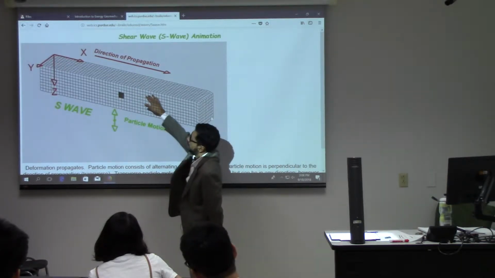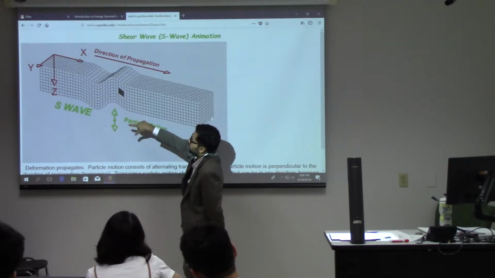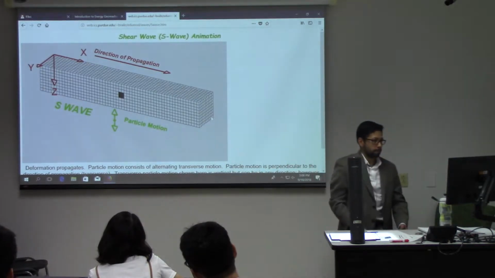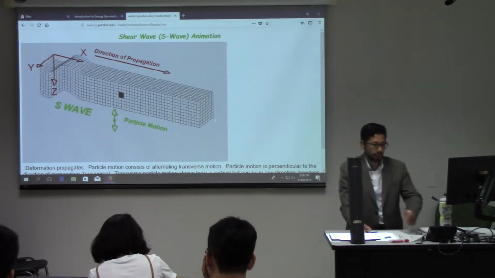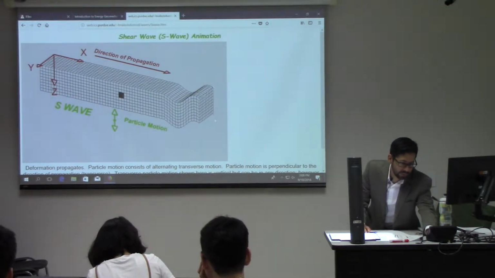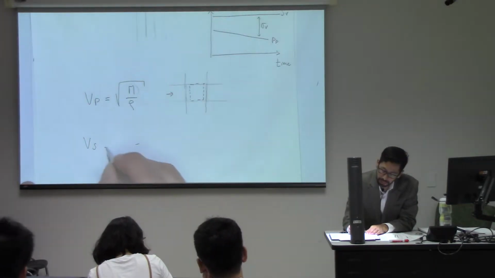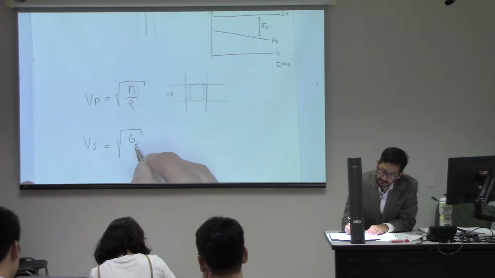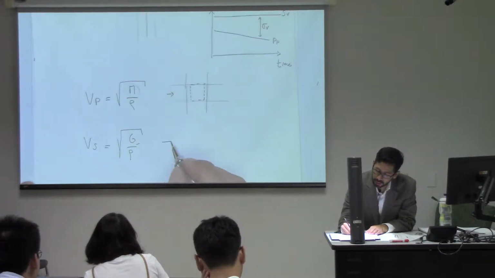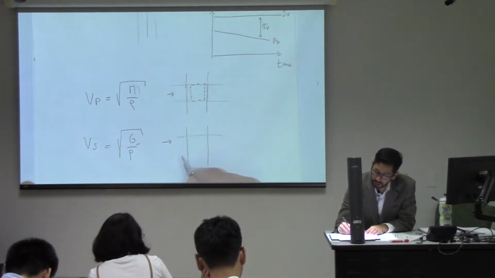There is no shear strain in yx. There is no shear strain in yz. There is just shear strain in xz. And because this is also a pure shear strain deformation, the shear wave velocity is going to be simply G divided by density.